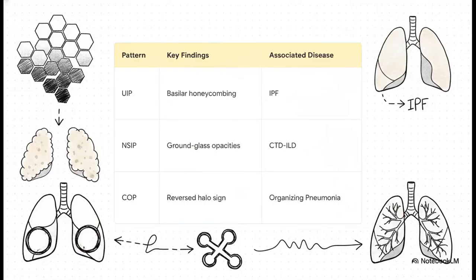Let's look at some high-yield imaging contrasts you absolutely need to memorize. Breaking it down, the UIP pattern gives you that classic basilar honeycombing, which is strongly associated with idiopathic pulmonary fibrosis. On the flip side, the NSIP pattern presents with bilateral ground glass opacities, and, this is key, it actually spares the subpleural space, a finding that's highly common in connective tissue diseases. And finally, we have COP, or cryptogenic organizing pneumonia. This one gives you patchy subpleural consolidations with a really distinct feature known as the reversed halo sign.